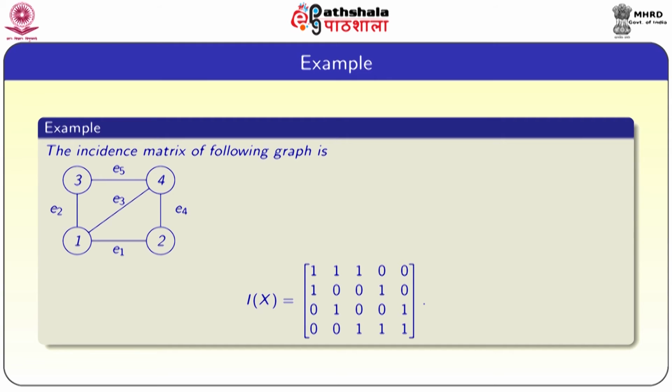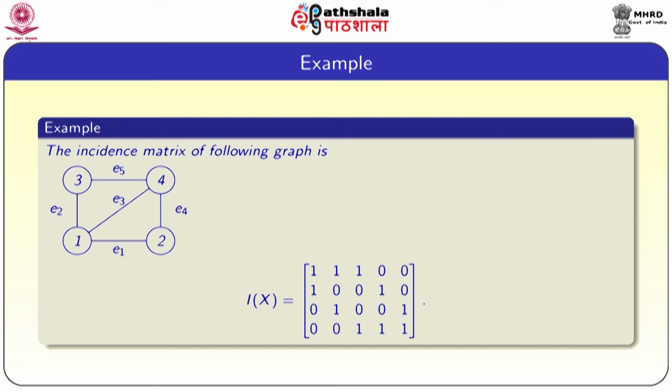The incident matrix is given as I of X equal to 1, 1, 1, 0, 0 and like that. So, if you look at the first row, it has 3 consecutive ones followed by 2 consecutive zeros. It is because the vertex 1 is incident with the edges E1, E2 and E3. We index the rows with the vertices 1, 2, 3, 4 and we index the columns with edges E1, E2, E3, E4, E5. So, E1, E2, E3 are incident with vertex 1.